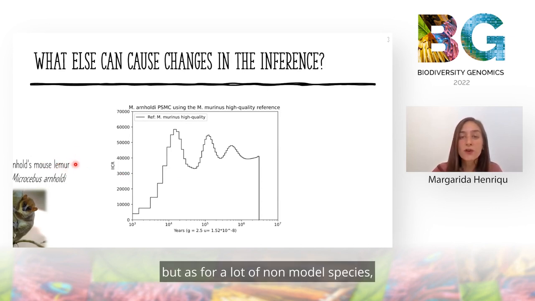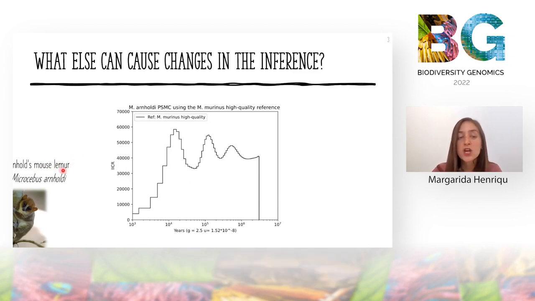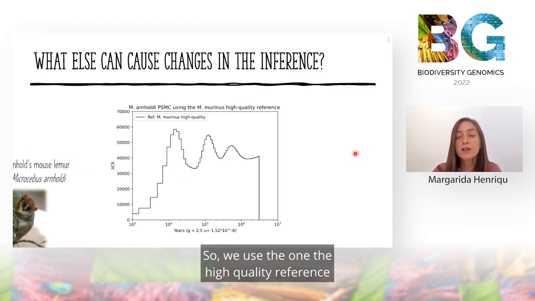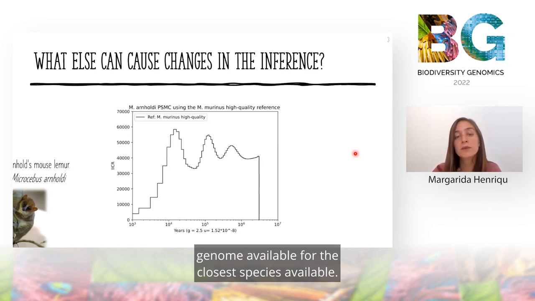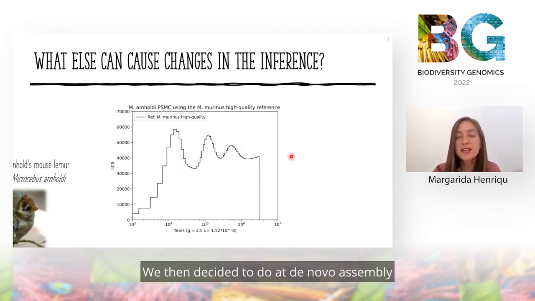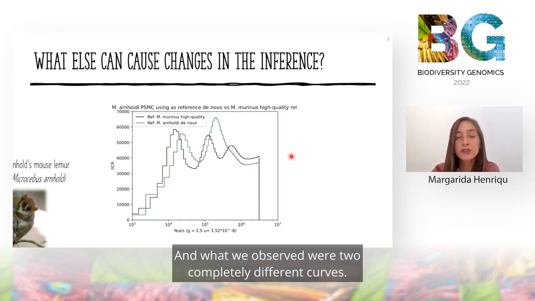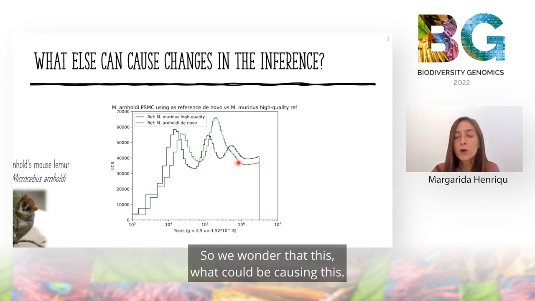So we were interested in inferring the demographic history of the Arnold mouse lemur. But as for a lot of non-model species, there was no high quality reference genome available. So we used the high quality reference genome available for the closest species, and we inferred this PSMC curve. We then decided to do a de novo assembly for our species using our data set and use that as a reference. And what we observed were two completely different curves. So we wondered, what could be causing this?